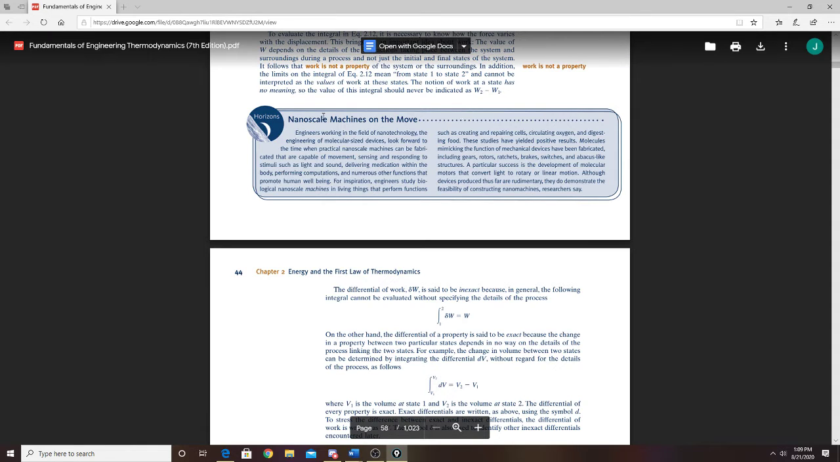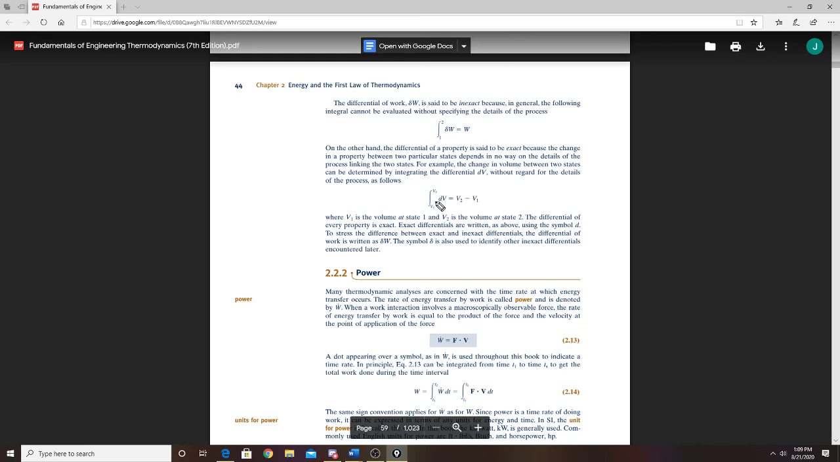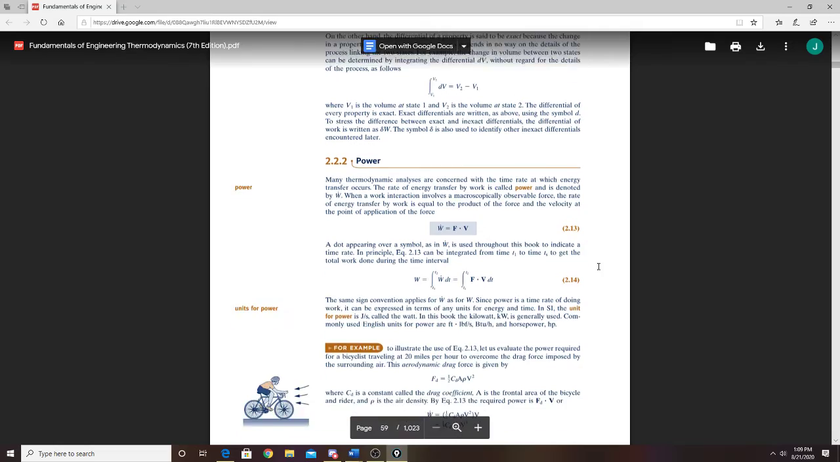And it says the integral cannot be interpreted as values of work at these states. The notion of work at a state has no meaning, so the value of the integral should never be indicated as work 2 minus work 1. So don't ever think of it as that. Think of it as work 2. Basically, what is the difference in energy from one state to the next? That is the work. So right here, this is an equation you should remember, and it'll pop up very soon again, but we'll get to that.